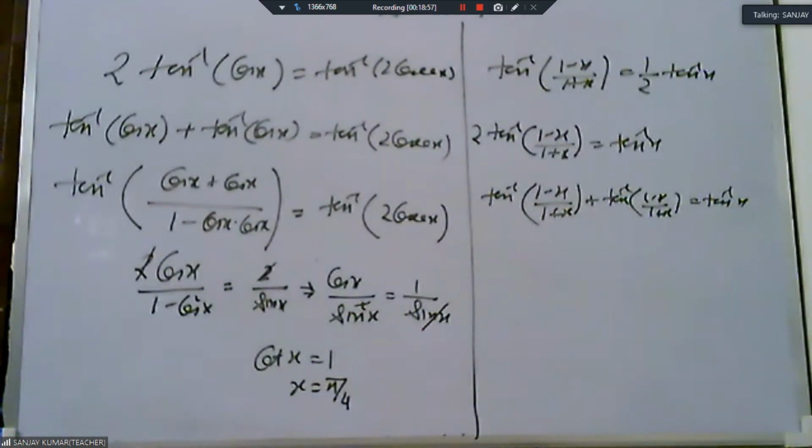Tan inverse. See what we do here. We got a half multiplied, so to the right side we multiply 2, we cross multiply. Then we have 2 tan inverse of 1 minus x upon 1 plus x. We break into 2 parts, then we apply the formula. Okay, now you start this question and give the answer.